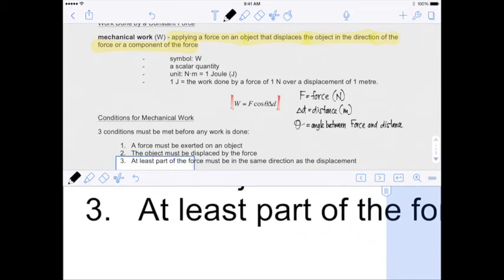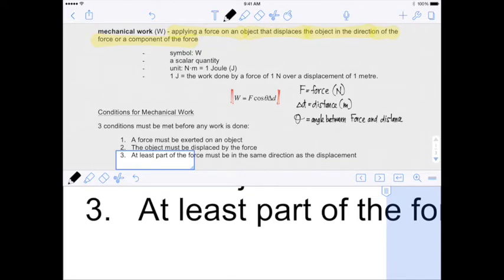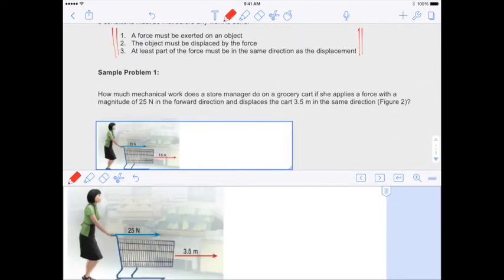Final condition number 3 is that at least part of the force must be in the same direction as the displacement. So let's take a look at sample problem number 1. How much mechanical work does a store manager do on a grocery cart if she applies a force with a magnitude of 25 newtons in the forward direction and displaces the cart 3.5 meters in the same direction?